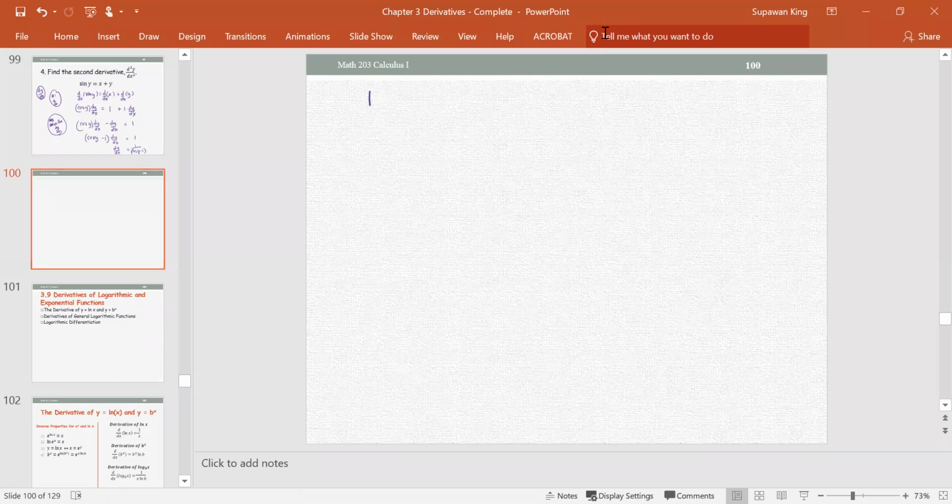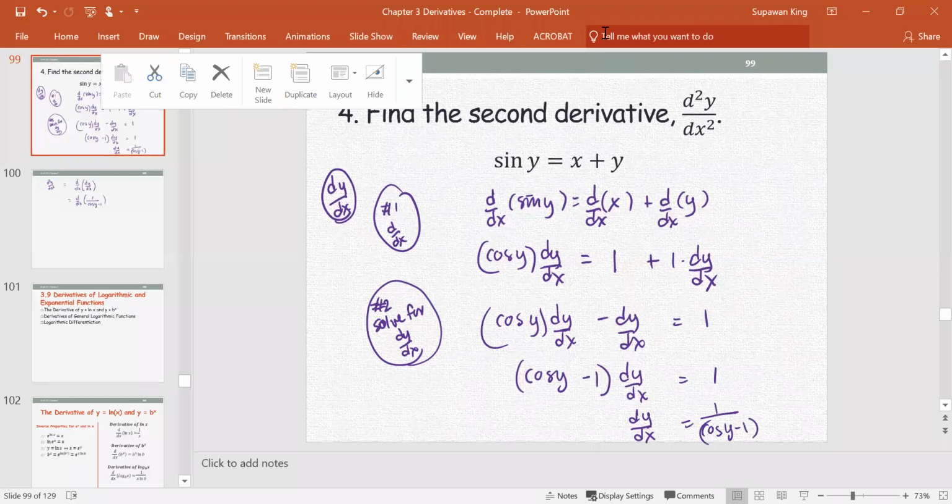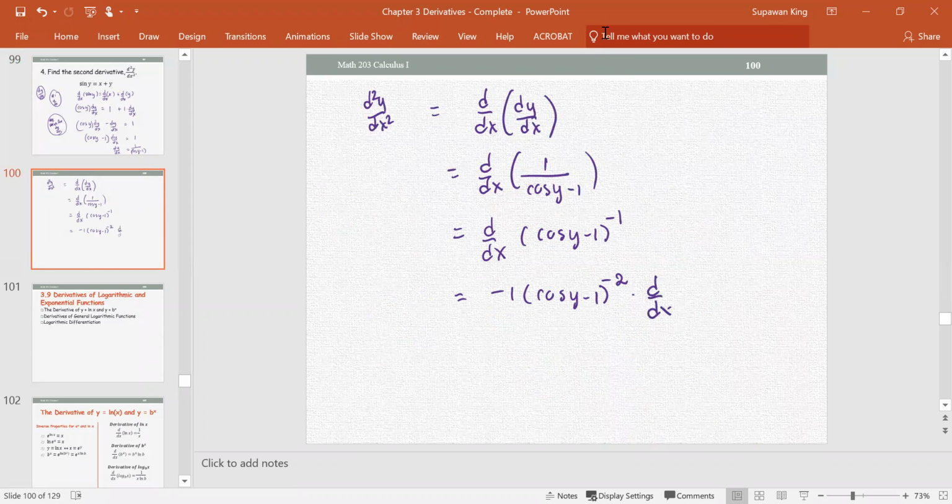Next, we're going to find the second derivative, which is the derivative of the first derivative, or the derivative of 1 over (cos y − 1). We can make it convenient to find the derivative by rewriting it as (cos y − 1) to the negative power and applying the chain rule. So the derivative of the quantity to the negative 1 power is negative 1 multiplied by the same quantity to the negative second power, and then multiplied by the derivative of the quantity cos y − 1.